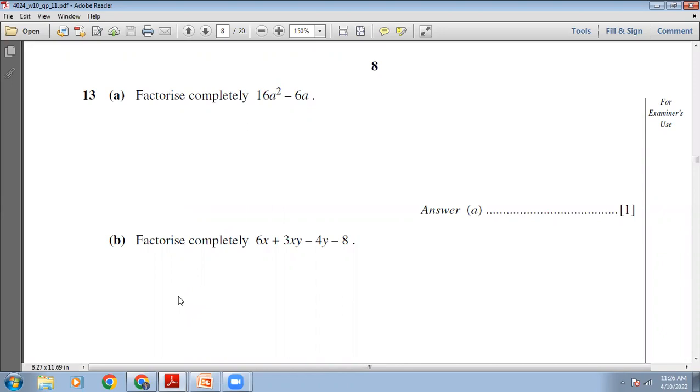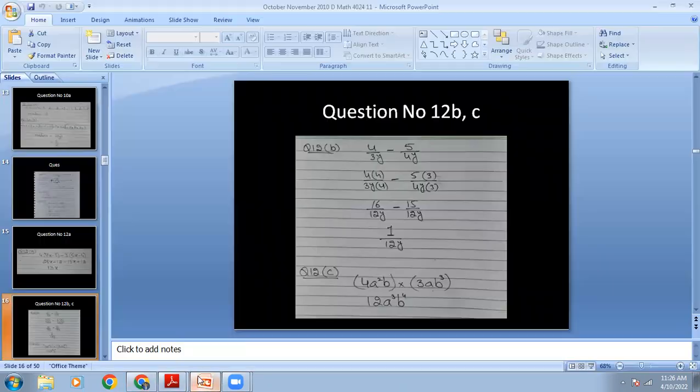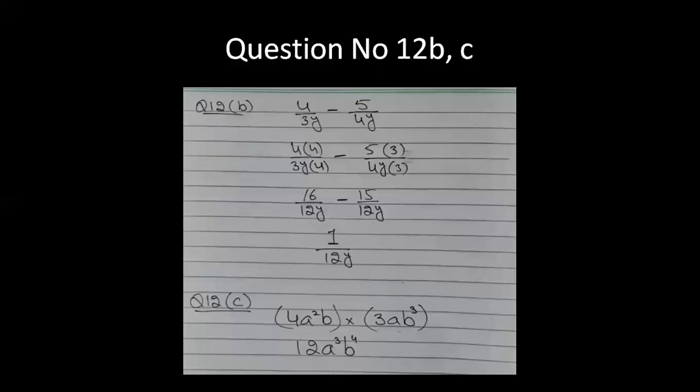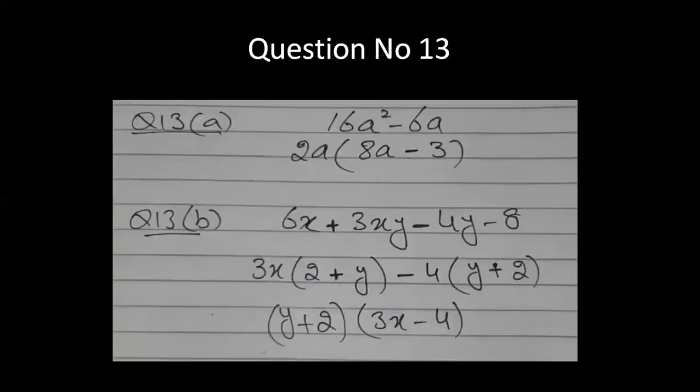They say factorize completely: 16a square minus 6a. You can take the a common, you can take the 2 common, and you can factorize it. That's the first rule of factorization: if something is common, take it common. So you can take 2a common, you are left with 8a minus 3. Let's check the answer.